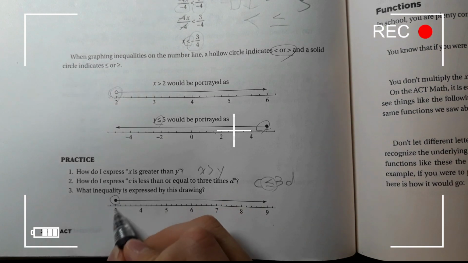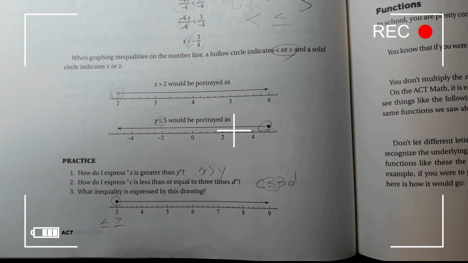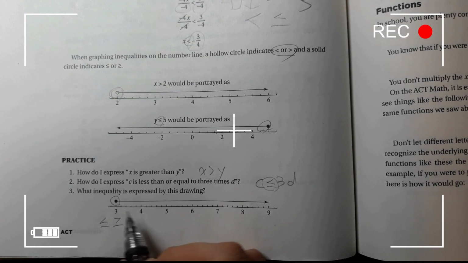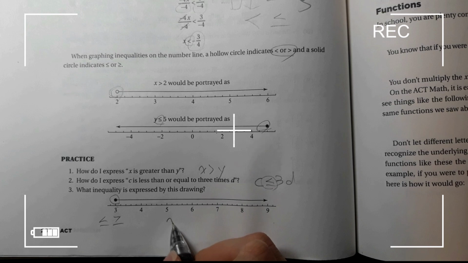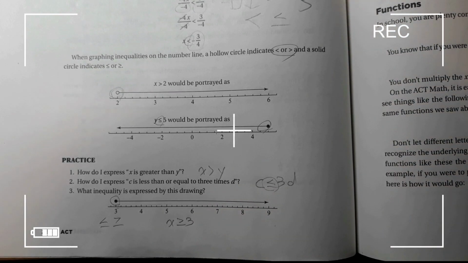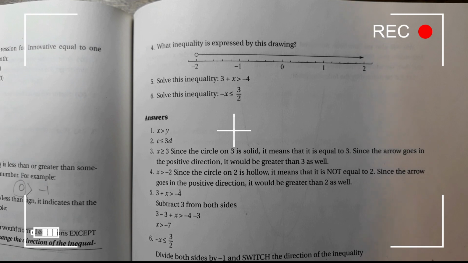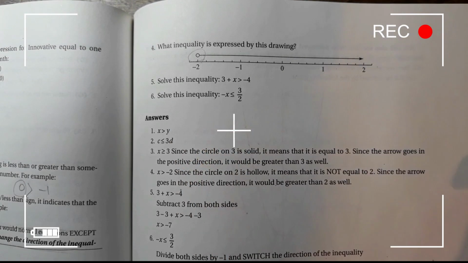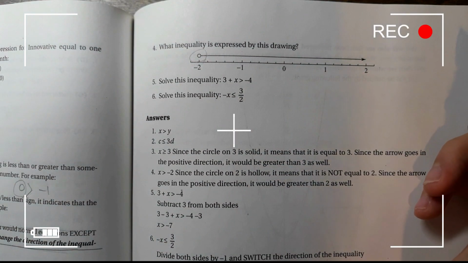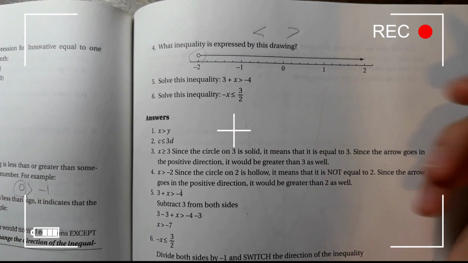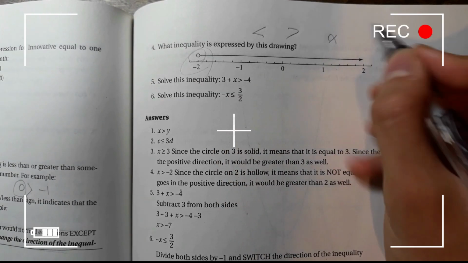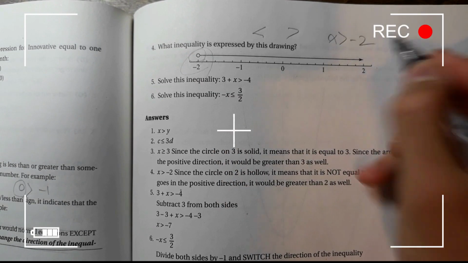What inequality is expressed by this drawing? As earlier, the solid circle indicates this or this. And here, x is greater than or equal to 3, so it will be this. For number 4, what inequality is expressed by this drawing? This hollow circle indicates this or this. So as it is shown here, x is bigger than -2, so it will be this.